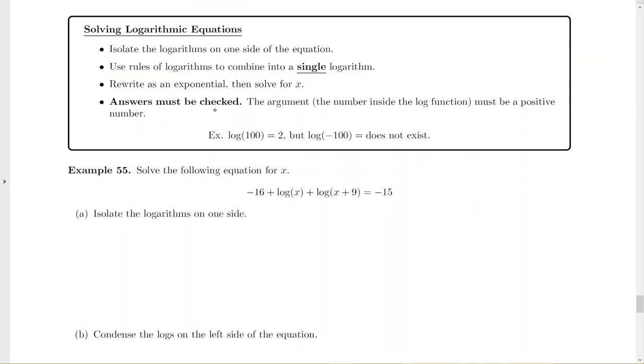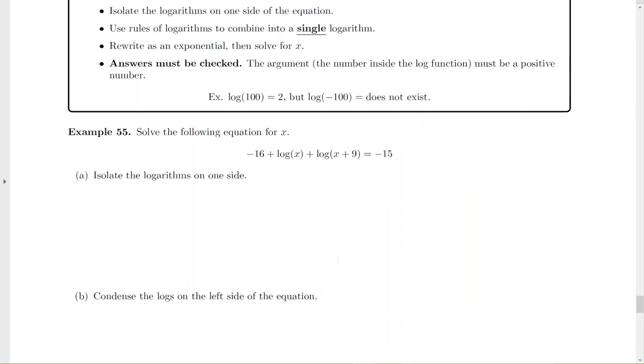You have to check your answers on a log problem. Your argument, that number inside, has to be a positive number after you've plugged it in. That doesn't mean that your answer necessarily has to be positive, but when you substitute your answer back into the argument, that argument has to be a positive number. If it's a negative number, then we can't use that as an answer, and you may have no solution.